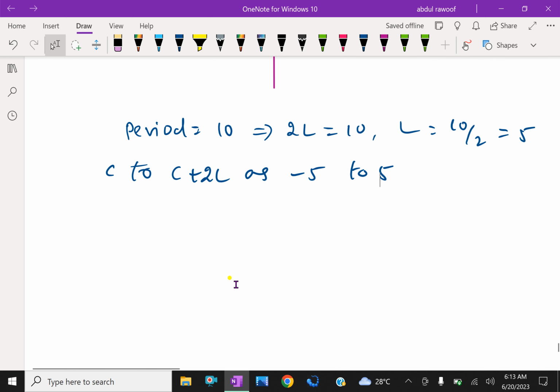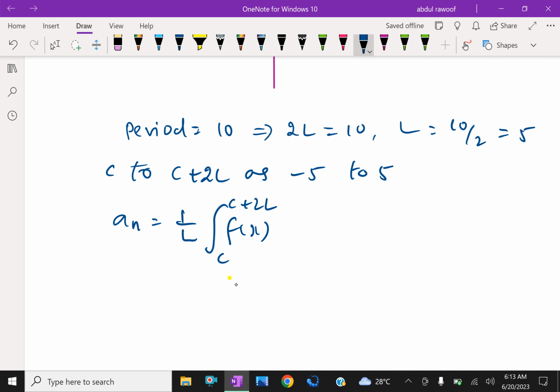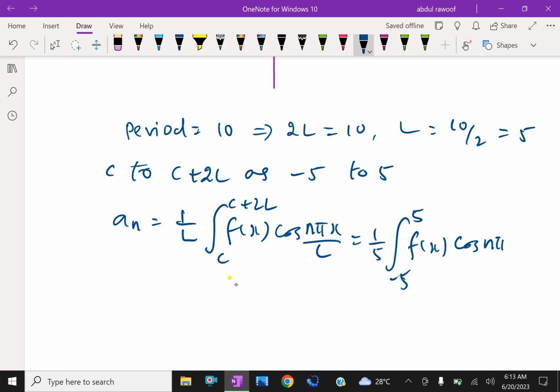Now, starting with the coefficient an, equal to 1 over L integral c to c plus 2L of the function f of x cos n pi x by L, which is equal to 1 over 5 integral minus 5 to positive 5, the limits, f of x cos n pi x over 5 dx.